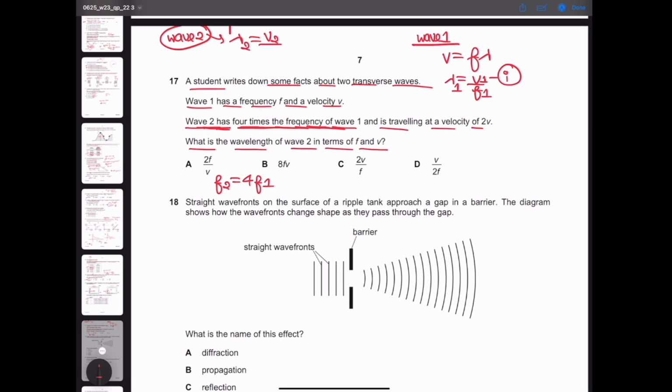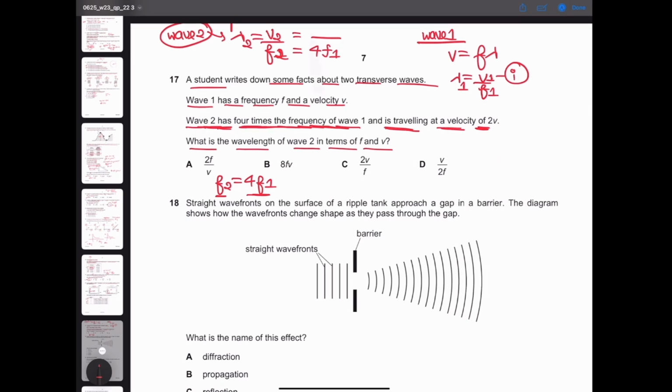V2 by F2. This is true. But now they are saying that F2 is equal to 4 times F1. So in place of this, write 4 times F1. And they're also saying something regarding velocity, that it is traveling at a velocity of 2v. So it is traveling at 2 times the first wave's velocity, right? So you get lambda 2 as 2 over 4 times V1 by F1, which is lambda 2 is equal to 1 by 2 times V1 by F1.